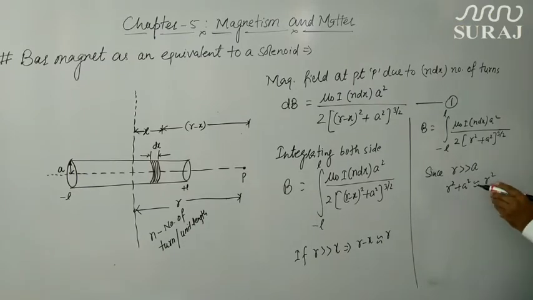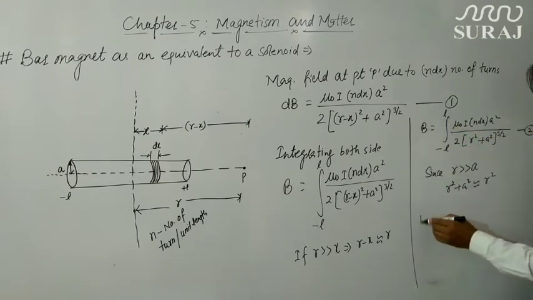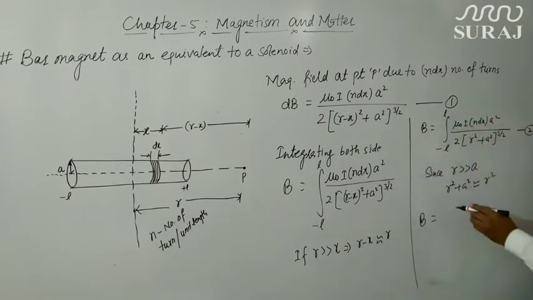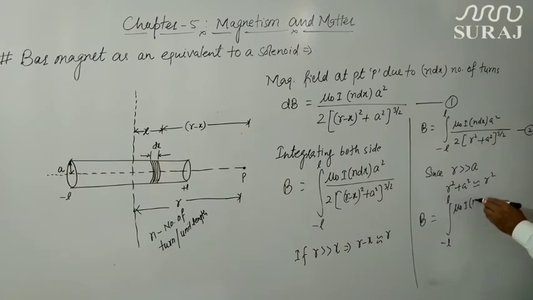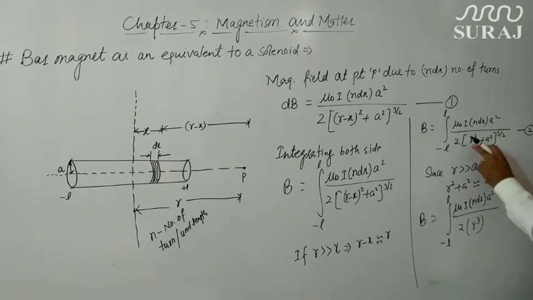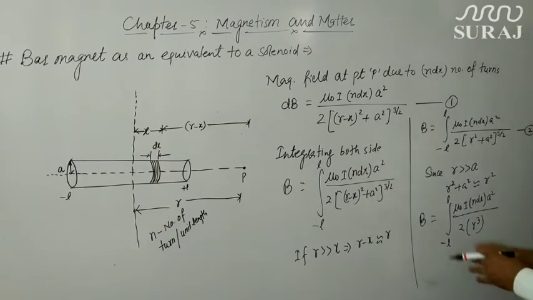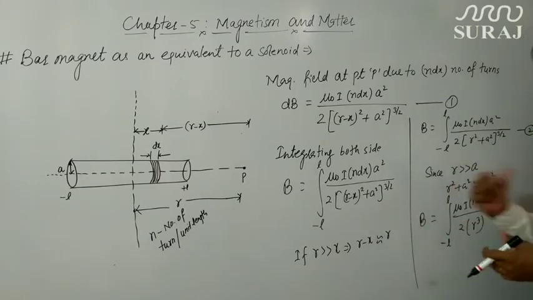So if I put this value into this equation, which is equation second, suppose, we can write down the net magnetic field at point P will be integration from minus L to plus L, mu 0 I n dx a square divided by 2, and r square plus a square we have to write down r square, so r square raised to the power 3 by 2 becomes r cube. In fact, r square raised to the power 3 by 2 means r cube. So this is the expression actually after taking these two assumptions here.